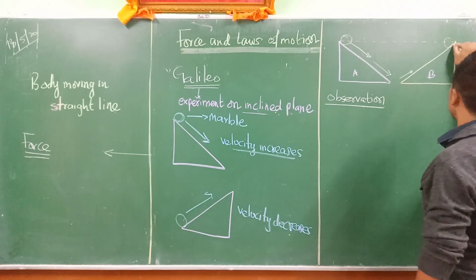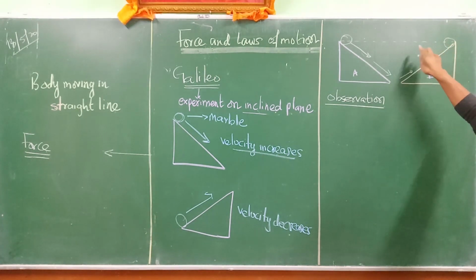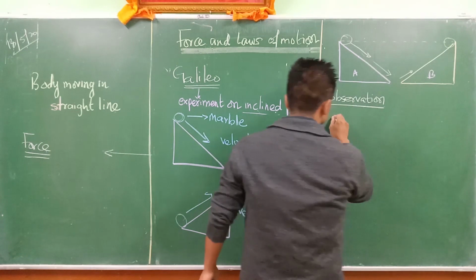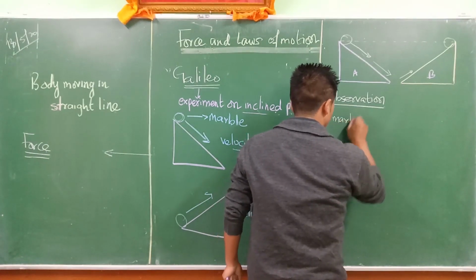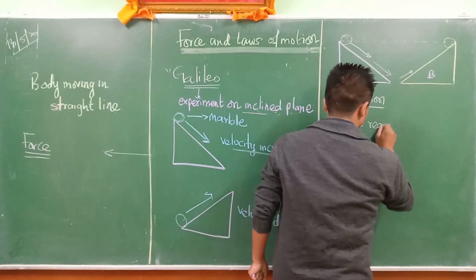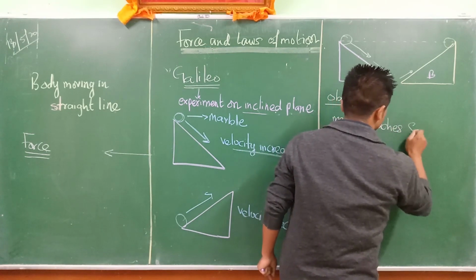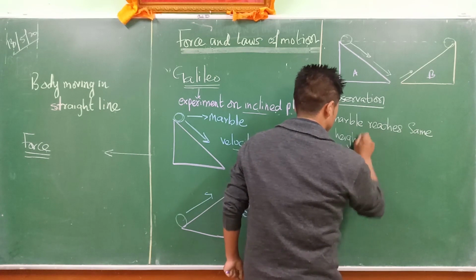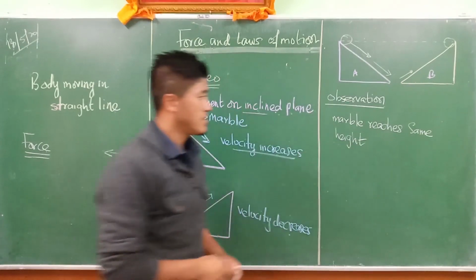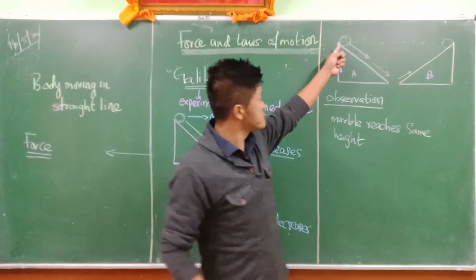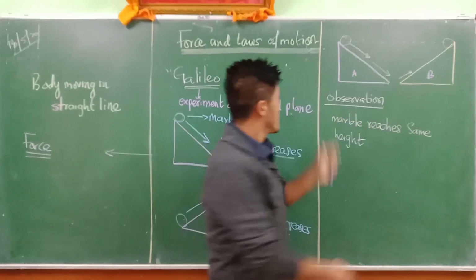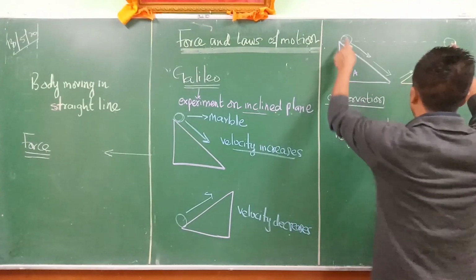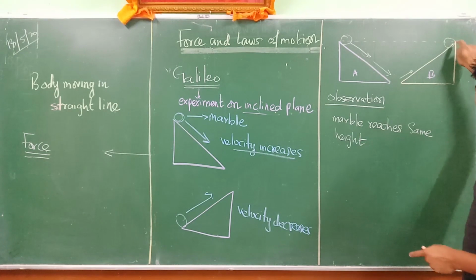That is, the marble is going to come to this level over here. That means, observation number one: the marble reaches the same height. This marble, when it moves from this point to that point, from this height to that height, reaches the same height over here.